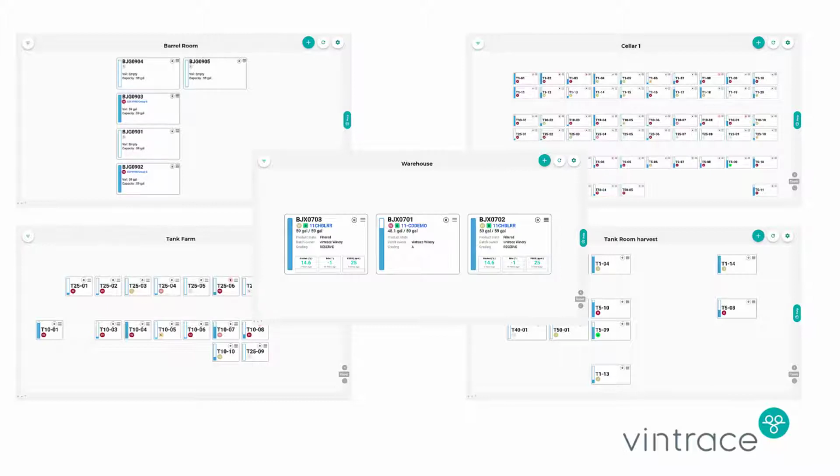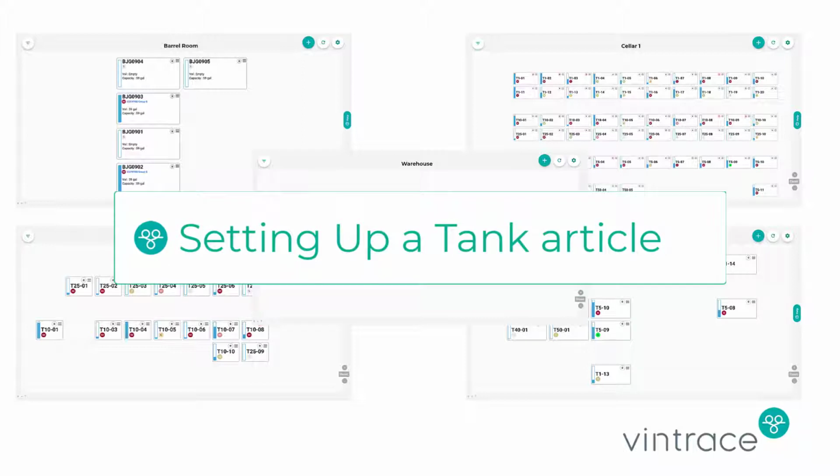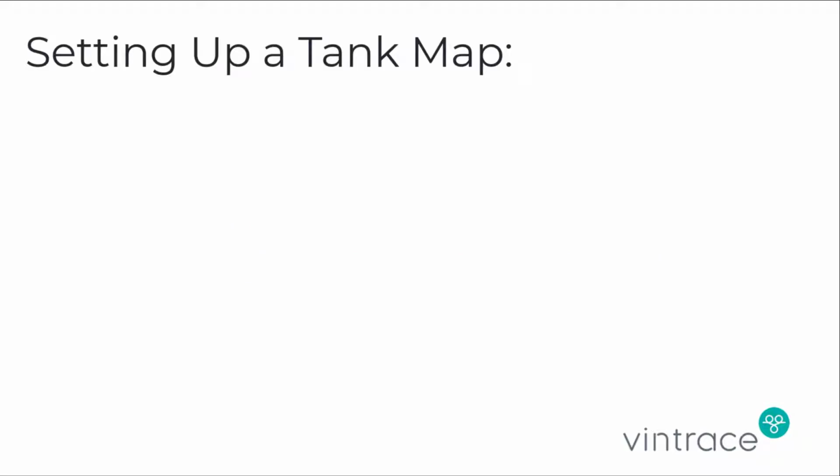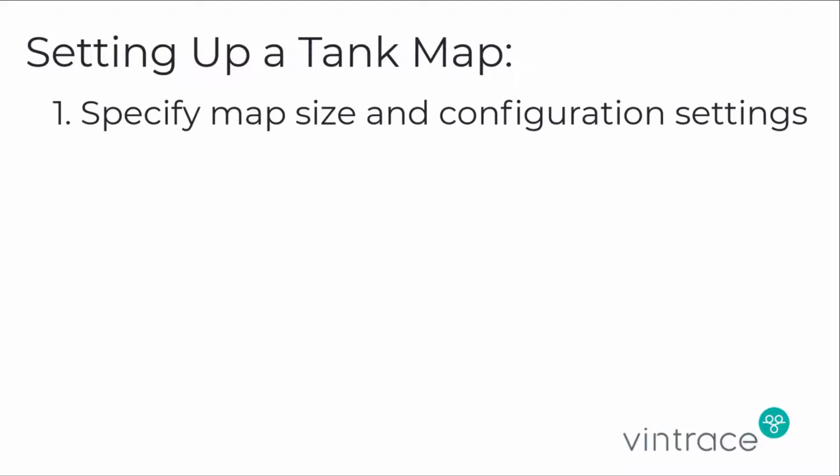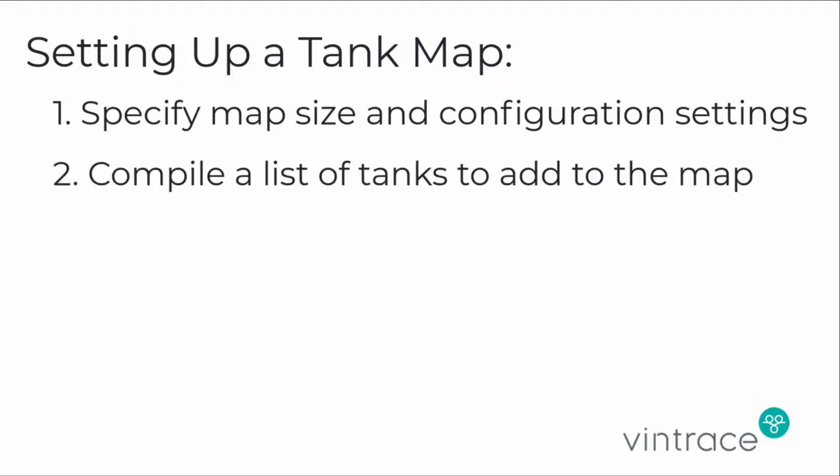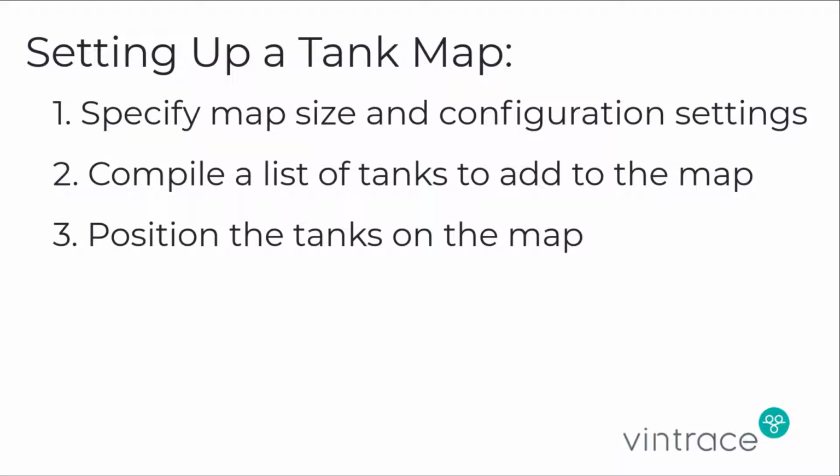Before you create a tank map, be sure that you've added your tanks to vintrace. You can read our Setting Up a Tank article for details. There are 3 key steps to setting up a new tank map. The first is to specify the map size and other configuration settings. The second step is to compile a list of the tanks that you might want to add to the map. The last step is to position the tanks on the map. Let's walk through each of these steps.